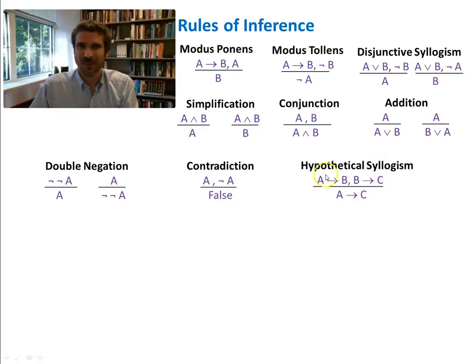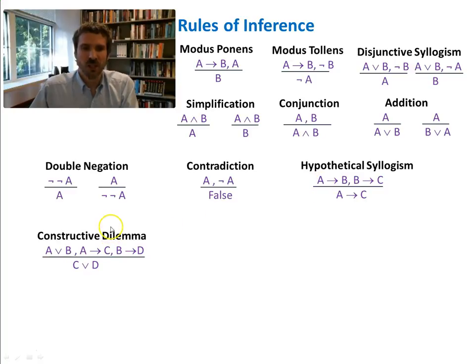Hypothetical syllogism. We mentioned this one before. If I've got a chain of implications, I can drop the middle term out. Constructive dilemma: if I have A or B, and then A implies C, B implies D, I can conclude that either C or D is going to happen, because I know one of these two happens. If you just look at this, you'll say, of course. But you have to prove it, right? These two, hypothetical syllogism and constructive dilemma, are provable from these other things, so they don't necessarily have to be part of your most basic list.